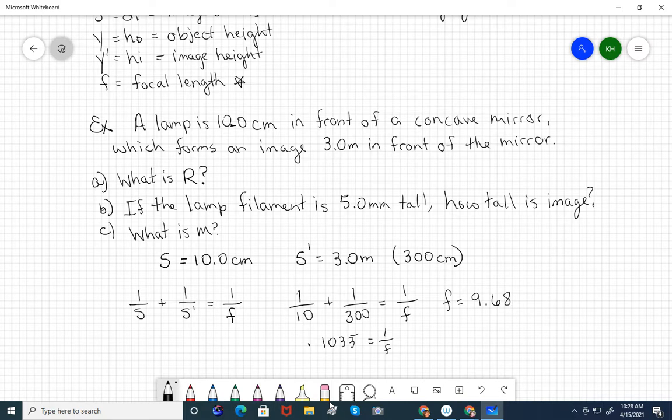If we double that, then we get that the radius of curvature comes out to 2 significant digits to be 19 centimeters. It really came out to be about 19.35. Okay, so the answer to A is that the radius of curvature is 19 centimeters.